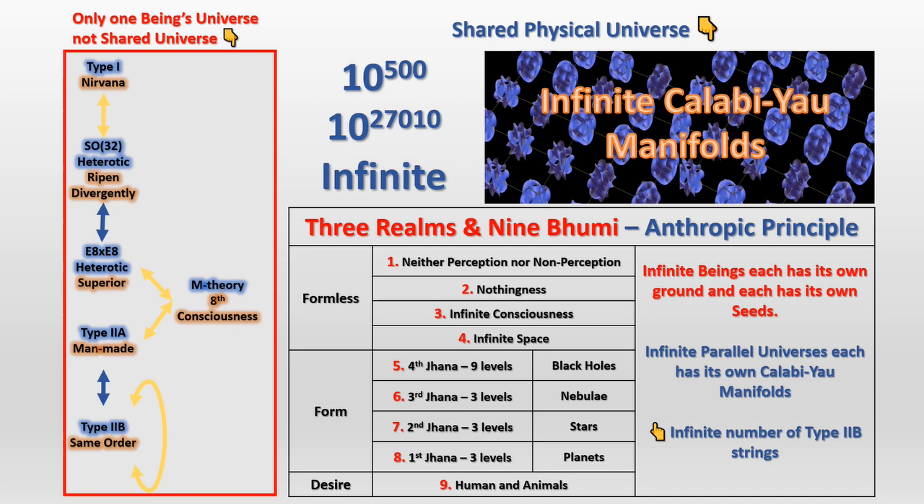They then think there are many parallel universes where ours is so lucky to be around. What they don't know is that one set of string theory, as proven to represent one set of Yogacara Buddhism theory, only describes one universe or one being. There are infinitely many beings in the three realms and nine bhumi, each with its own strings or Calabi-Yau manifolds. Therefore, it is not that one Calabi-Yau manifold exists, but infinitely many Calabi-Yau manifolds exist at the same time.